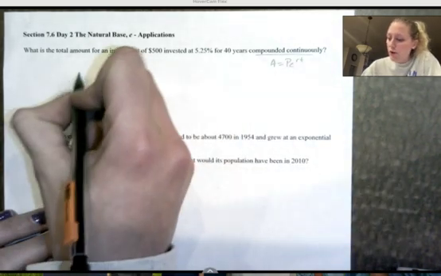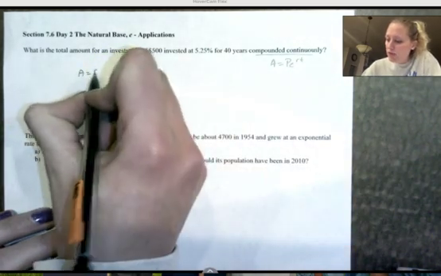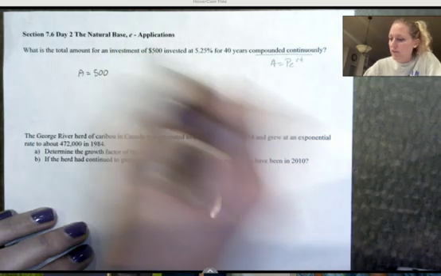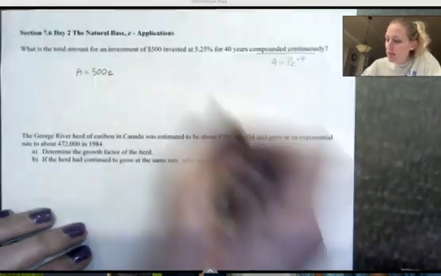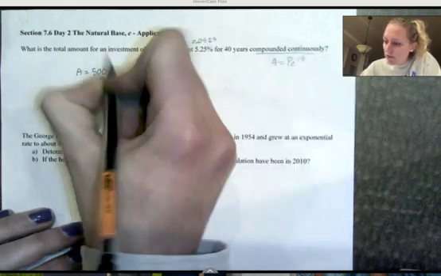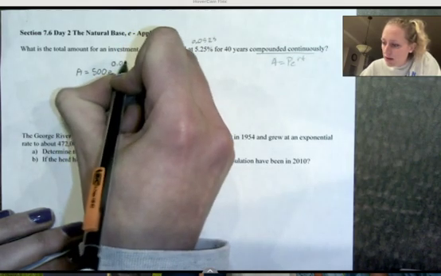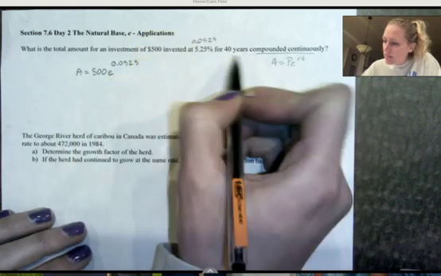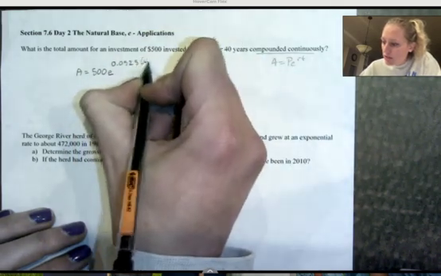An investment of $500 invested at 5.25% for 40 years compounded continuously. So we're looking for A. My initial investment, or principal amount, is 500, times e raised to the rate as a decimal, which is 0.0525, and then times t, which is 40 years.